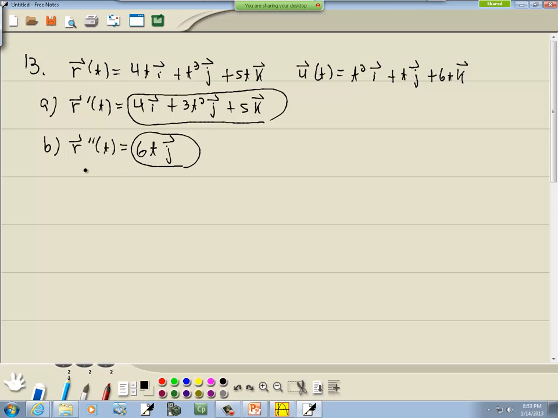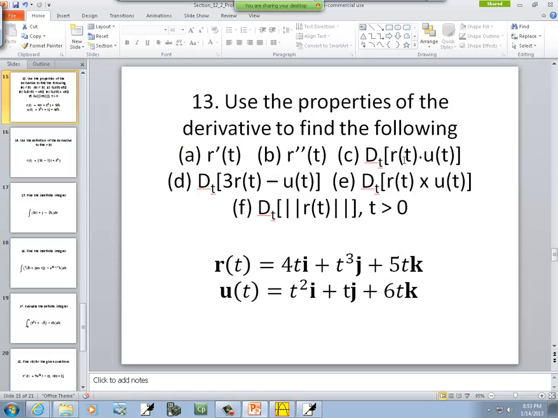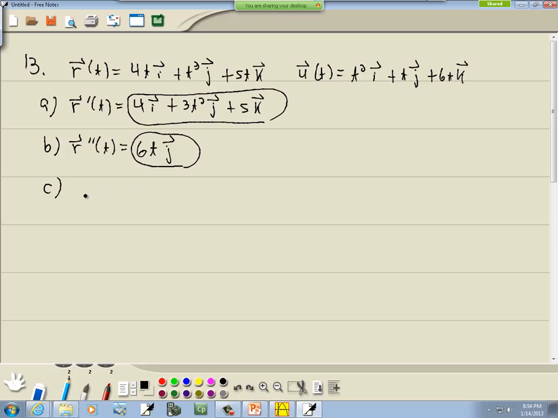Okay, C. For C, we want to first find the dot product of r and u. Should have had these bold, but oh well. Okay, r and u. So let's find that first. So we've got the dot product of r and u. We multiply what's in front of our i's. So we got 4t times t squared. Plus, then we multiply what's in front of our j's. So we got t to the third times t. And then we multiply what's out in front of our k's. Sorry, 5t times 6t.